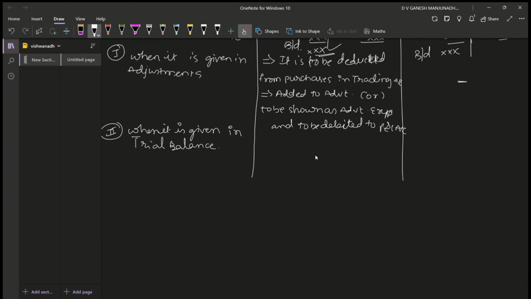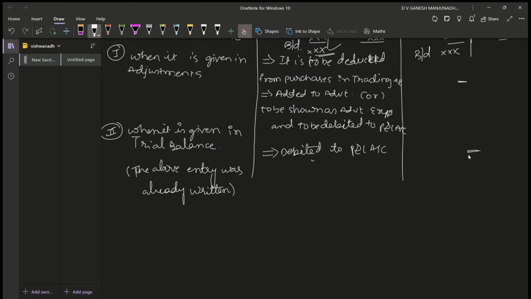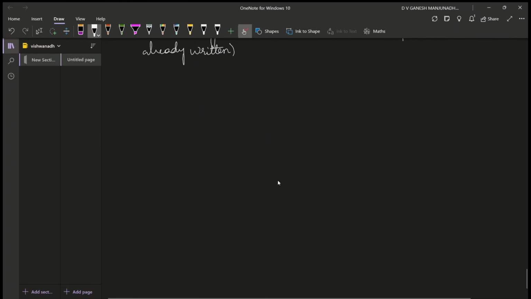Where it is given in the trial balance, then it is simply to be debited to P&L. That's it, and there will not be any adjustment in the trading account or the balance sheet.